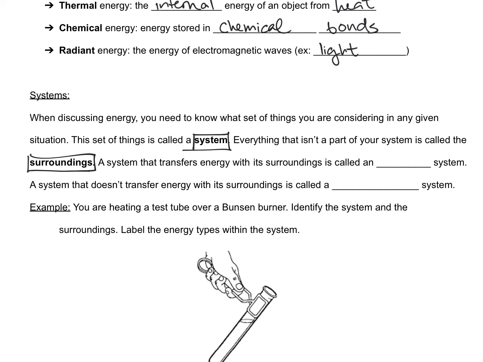If there is energy transfer between the two, so you've got a certain system that you've set, and it does transfer energy to its surroundings, that's called an open system. Like the door is open for the energy to go through. And the opposite of that is a system that doesn't transfer energy with its surroundings. It's called a closed system.